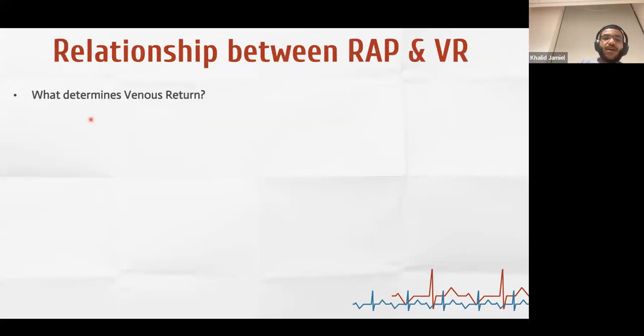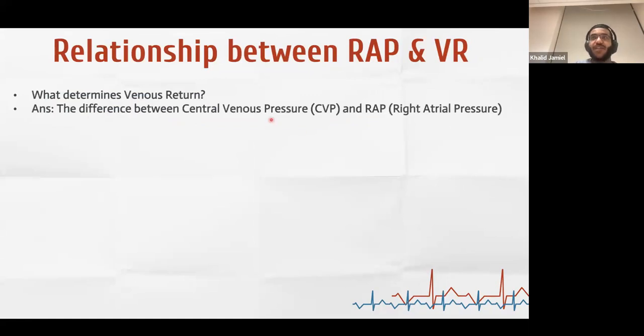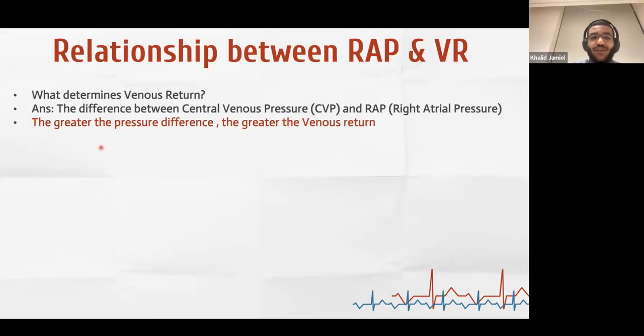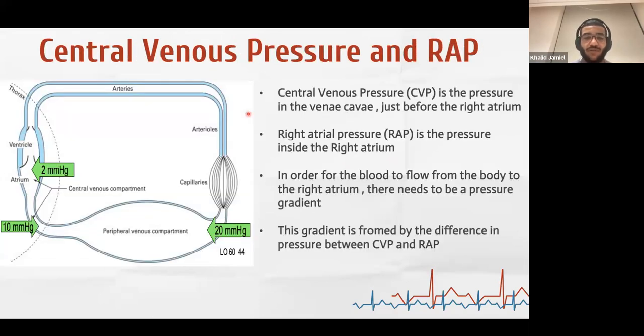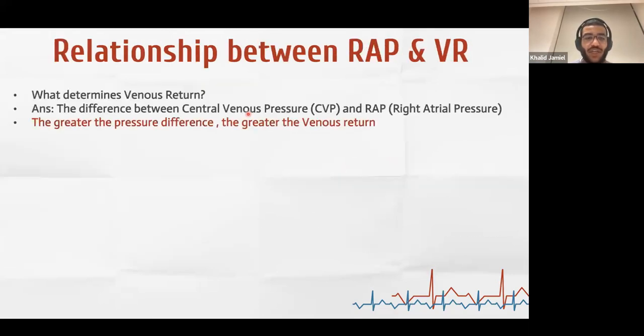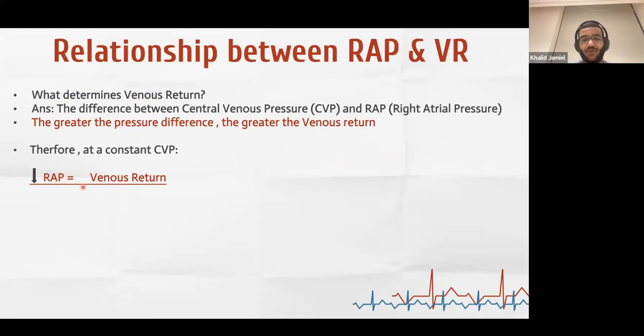Okay, so what determines the venous return, as we said, is the difference between central venous pressure and right atrial pressure. The greater the pressure difference, the greater the venous return. Now, at a constant central venous pressure, if we keep it at 10, for example, it's always 10. How will right atrial pressure affect venous return? A decrease in right atrial pressure, what will it do to venous return if the central venous pressure is kept the same?